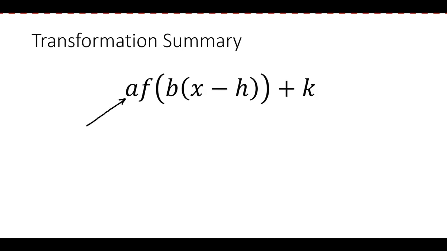The a does quite a bit. If a is positive, then, don't miss this, girls. This is probably the most important part of the day. If a is positive, then nothing happens. But actually, let me just make this easier. We'll just say if a is negative, how's that? If a is negative, we have a reflection over the x-axis. In other words, it flips the graph upside down.